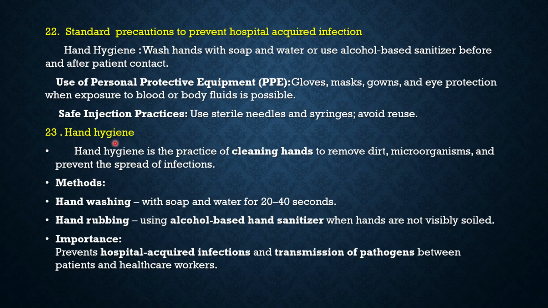So 23rd is hand hygiene. Yes. Hand hygiene is a practice of cleaning hands. So it's mainly to remove dirt, microorganisms, and to prevent the spread of infections. So hand washing has to be done with soap and water for at least 20 to 40 seconds. And hand rubbing has to be done by using alcohol based hand sanitizers when hands are not visibly soiled. And then prevent hospital acquired infections and transmission of pathogens between patients and healthcare workers. So this is very important.